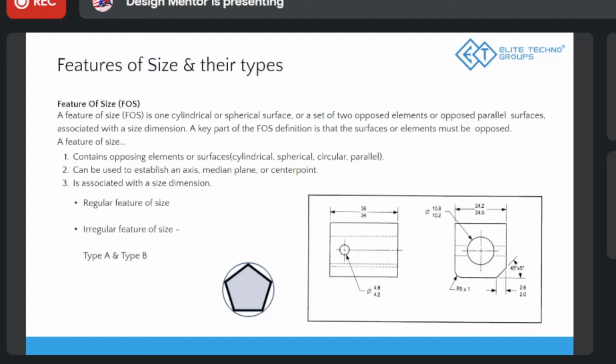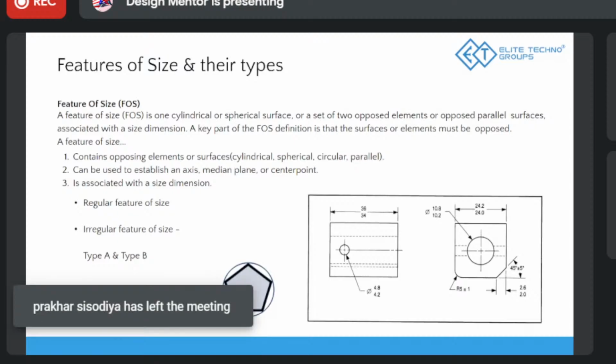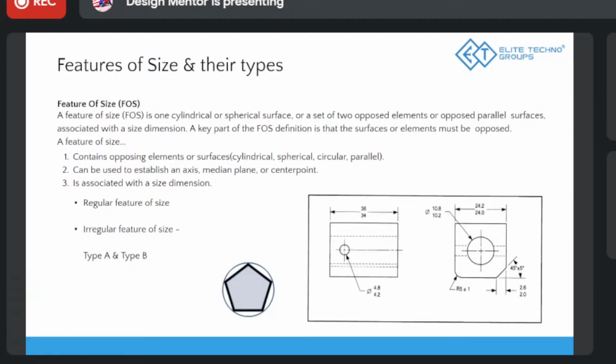Then in that also there are two types, that is regular feature of size and irregular feature of size. So both are feature of sizes. Your regular one is where you can directly measure it, keep the vernier caliper and measure it. But you can see this hexagon and pentagon I've given here, right? So that is an irregular feature of size because you directly won't be able to measure it. You will be able to only measure a side, and that will also not be accurate.